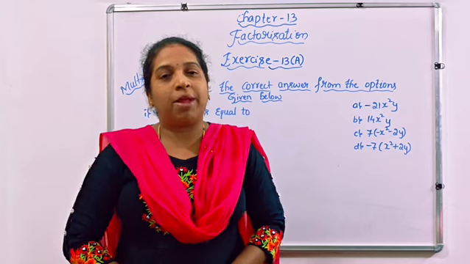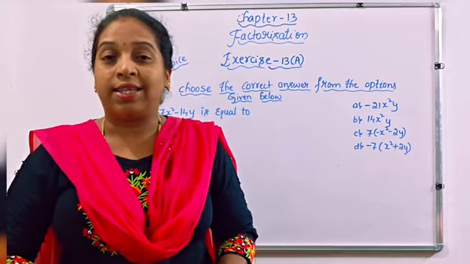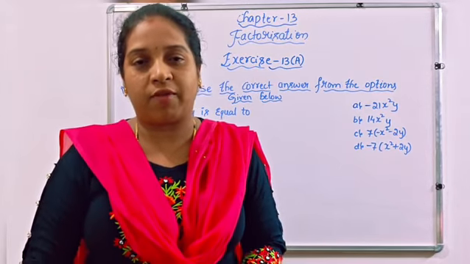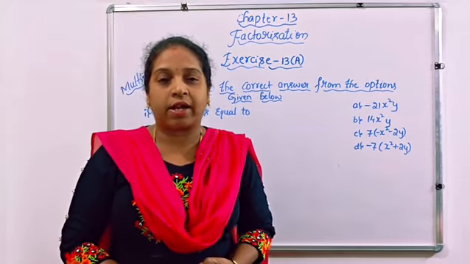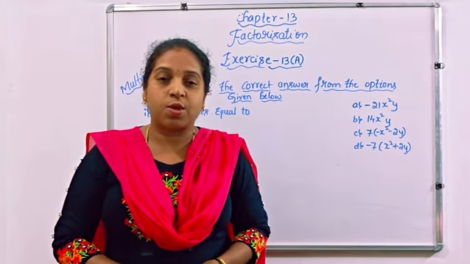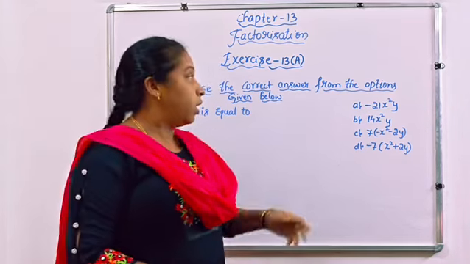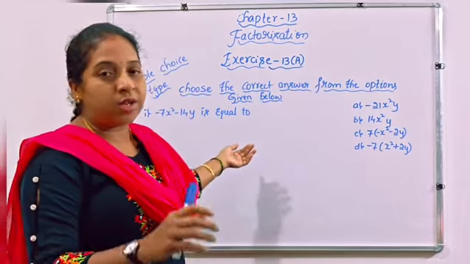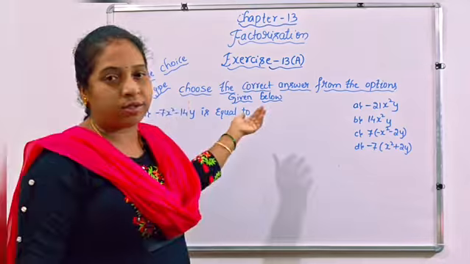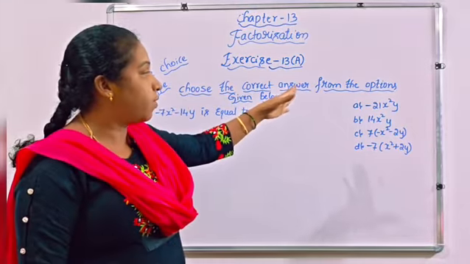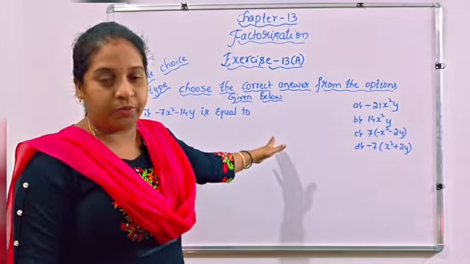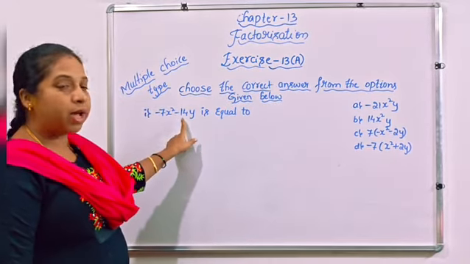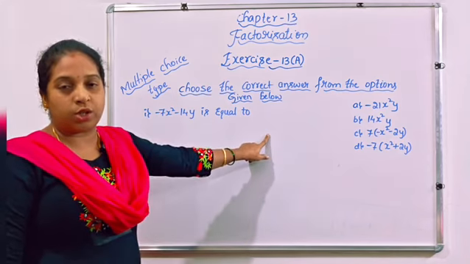I'm Rashmi. In my last videos, I explained chapter 13, factorization: factorization by taking out common factors and factorization by grouping. Now I'm going to explain the next part, exercise 13a. In the first question, they have given multiple choice type, in which we choose the correct answer from the options given below.